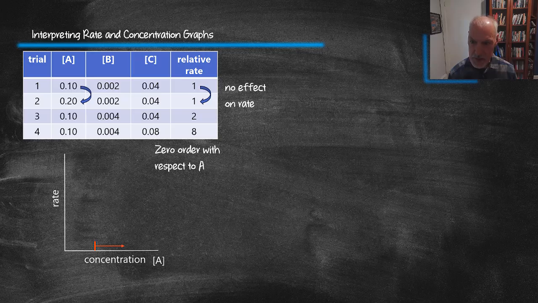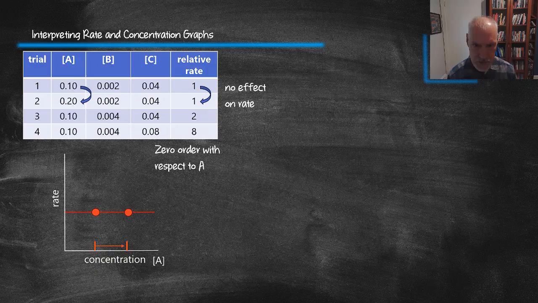I start with some initial concentration indicated on the x-axis, and I'm increasing it to another concentration. The rate, though, doesn't change, so I would have two data points that will lie horizontal to each other. And that means the rate graph would have the following profile.